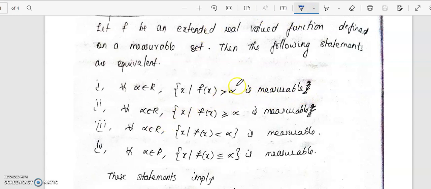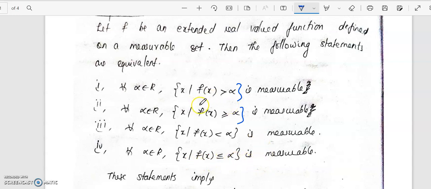Then the second equivalent condition is for all alpha belongs to R, the set of all x such that f of x greater than or equal to alpha is measurable. And third condition is for all alpha belongs to R, the set of all x such that f of x less than alpha is measurable. And the fourth condition is for all alpha belongs to R, the set of all x such that f of x less than or equal to alpha is measurable.